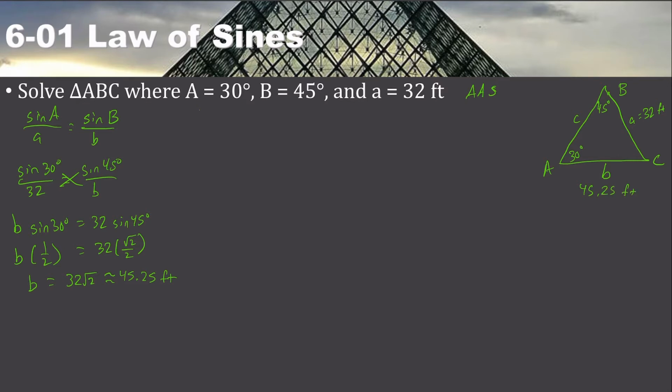All right. Now, to get the angle C, the three angles in a triangle add up to make 180 degrees. So angle C would be 180 degrees minus angle A minus angle B. So it would be minus 30 degrees, minus 45 degrees. So C would be 105 degrees.